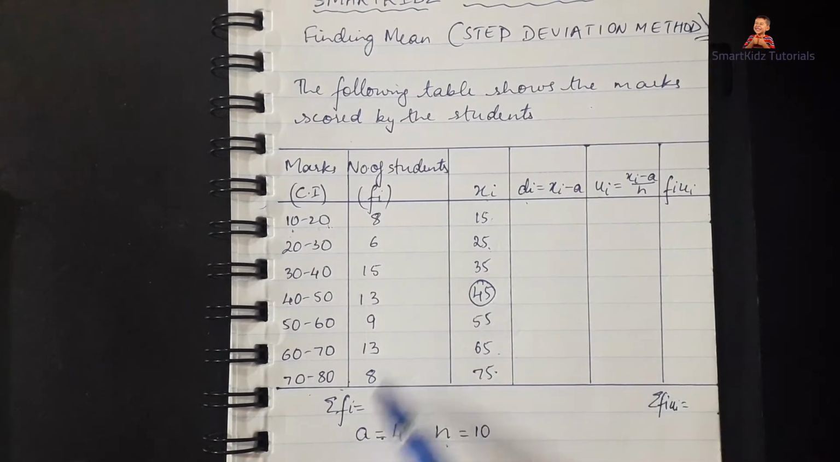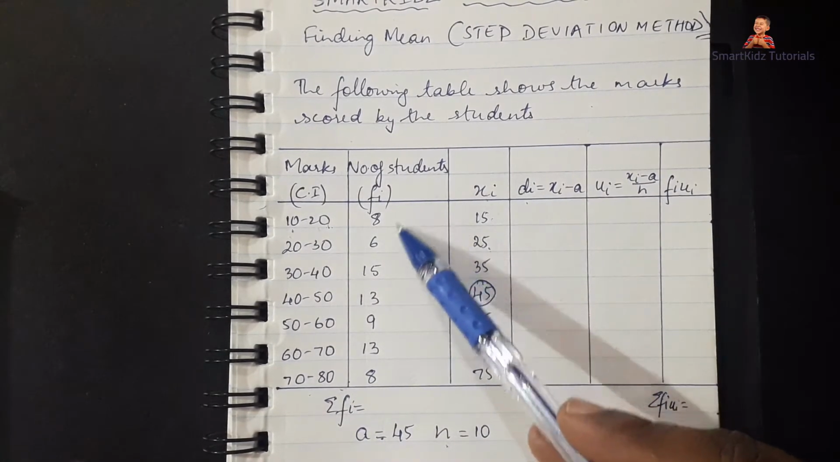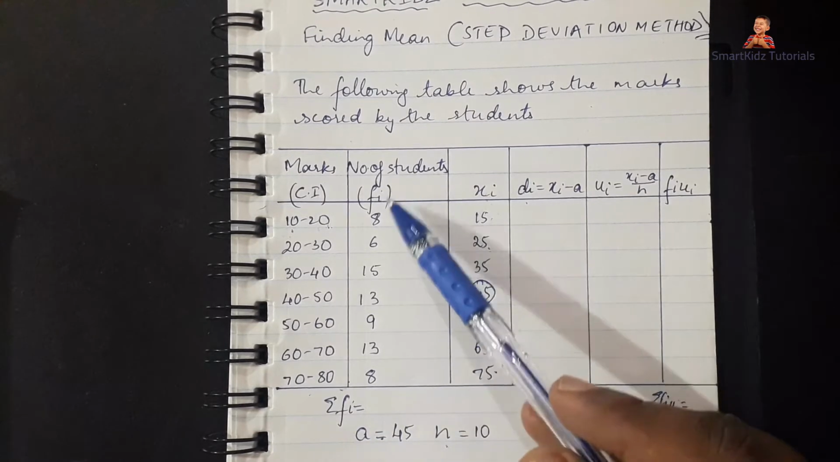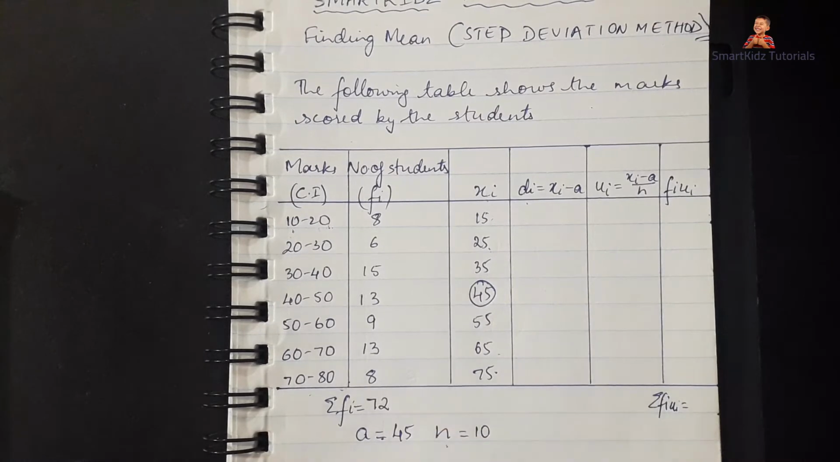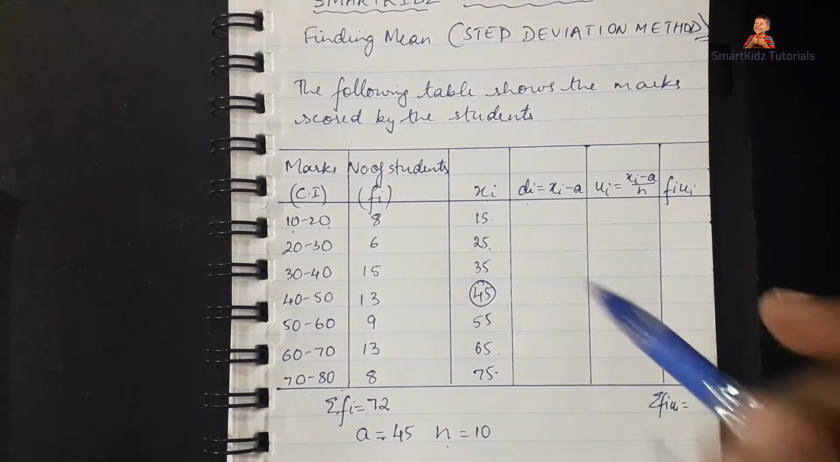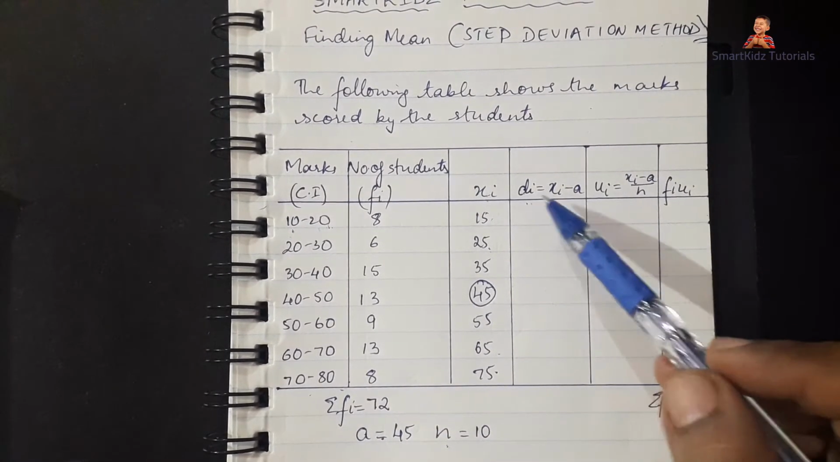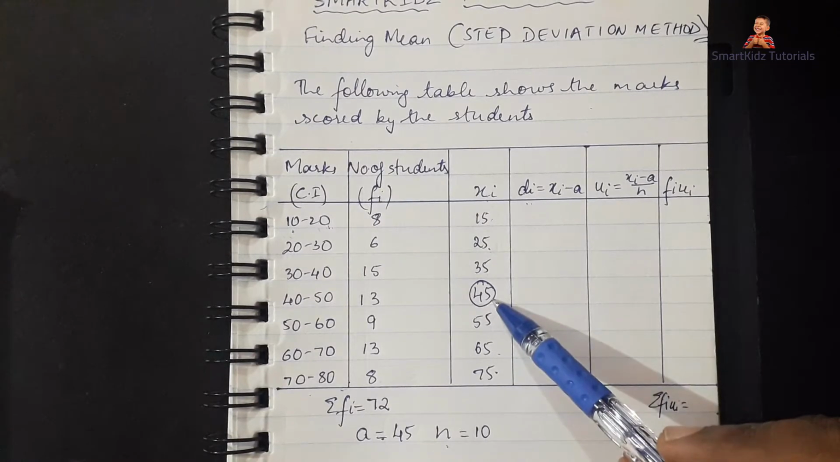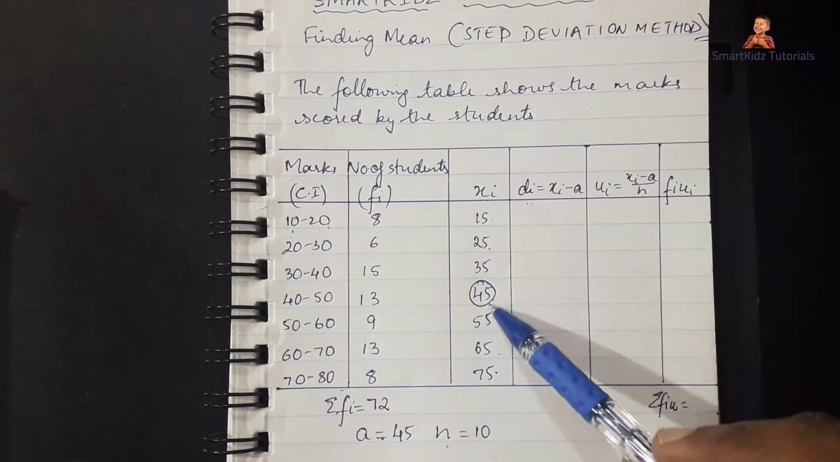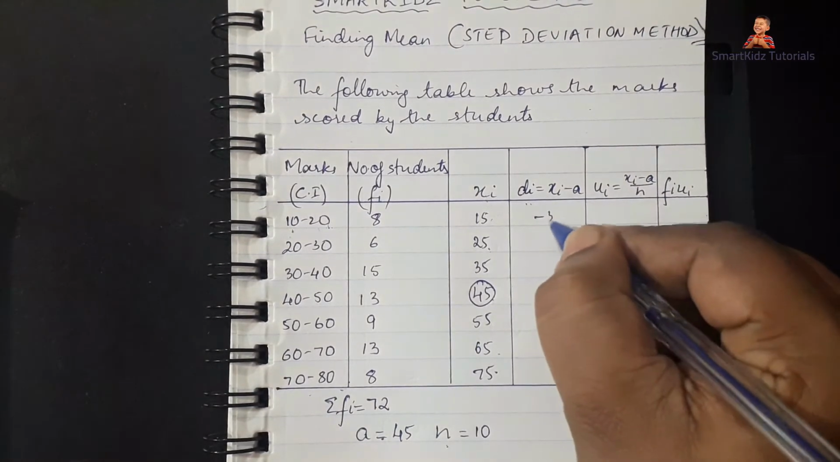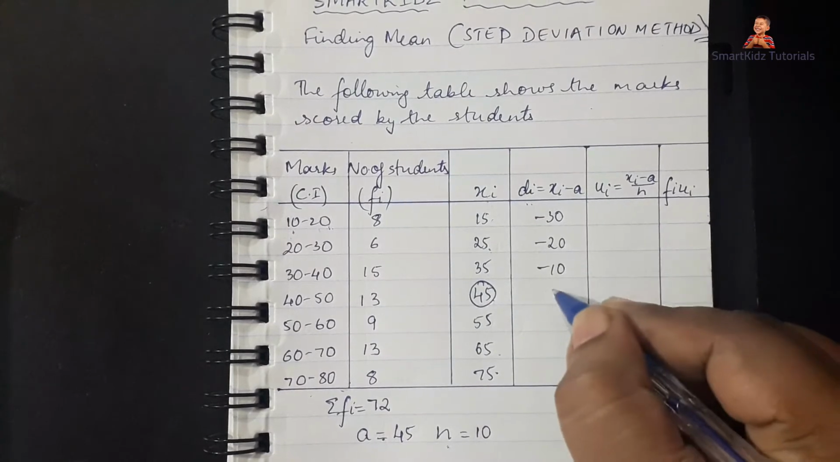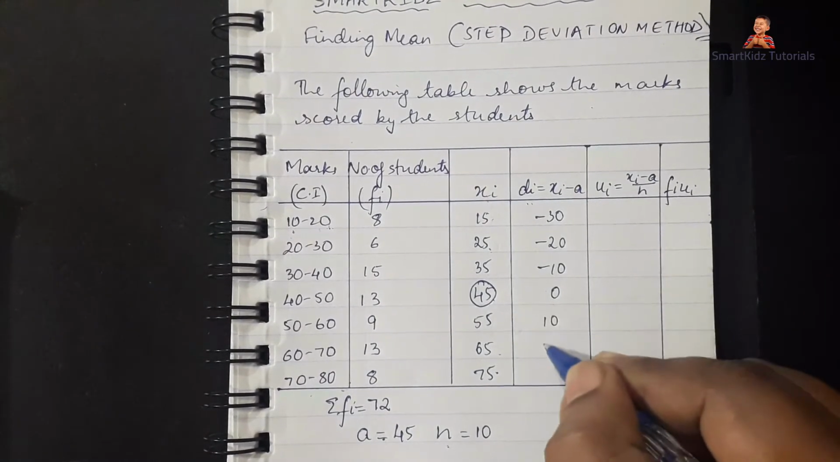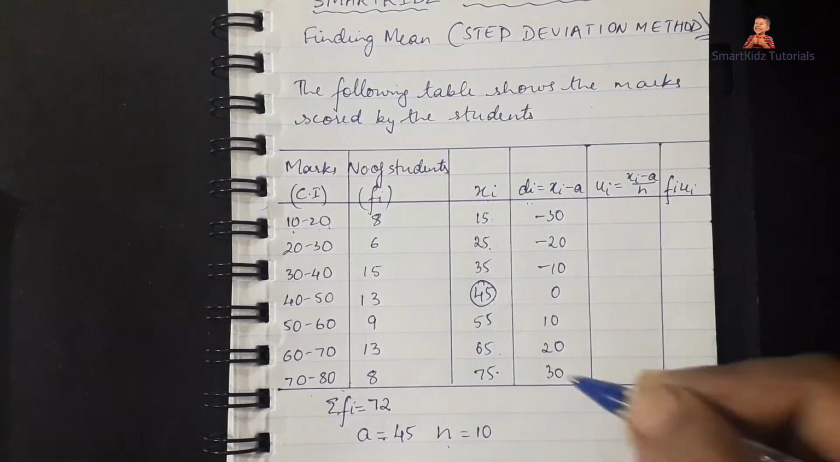We need to find the sum total of the frequency, that is sigma fi, and when we add this up we get sigma fi equal to 72. Next we'll get di. Since a is assumed to be 45, 15 minus 45 gives us minus 30, followed by minus 20, minus 10, 0, 10, 20, 30.